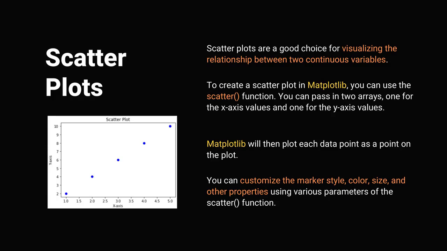Scatter plots are a good choice for visualizing the relationship between two continuous variables. To create a scatter plot in Matplotlib, you can use the scatter function. You can pass in two arrays, one for the x-axis values and one for the y-axis values. Matplotlib will then plot each data point as a point on the plot. You can customize the marker style, color, size, and other properties using various parameters of the scatter function.